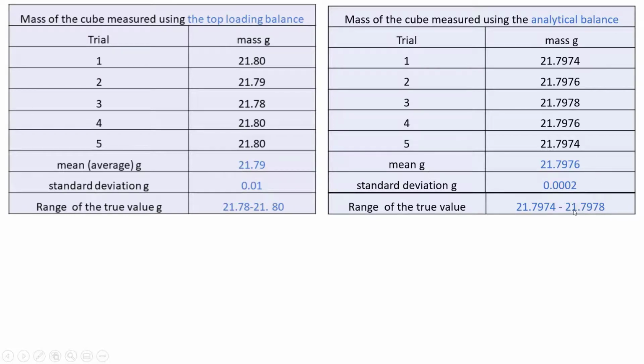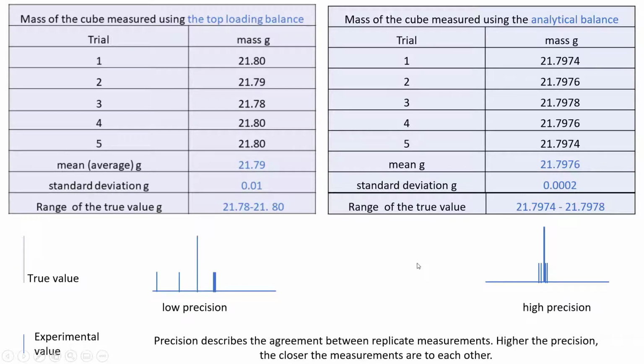Now let us compare our data from the two balances. The analytical balance has produced a smaller standard deviation. As you see, the data changes only at the fourth decimal place. Therefore, the measurements from the analytical balance have higher precision than the measurements from the top-loading balance. Precision describes the agreement between replicate measurements. The higher the precision, the closer the measurements are to each other.